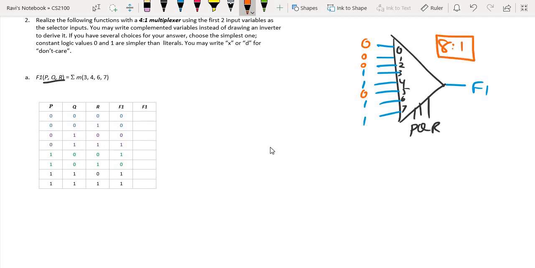But in our question, we are given a 4-to-1 multiplexer. So what we need to do is use the first two input variables, P and Q, as the selector inputs. Then we represent R as part of our input to the multiplexer. The approach is standard. You write out the truth table, and then you group them in pairs. The reason you group them in pairs is that in each pair the first two bits are always consistent. In each group, this is 00, this is 01, this is 10, and this is 11.